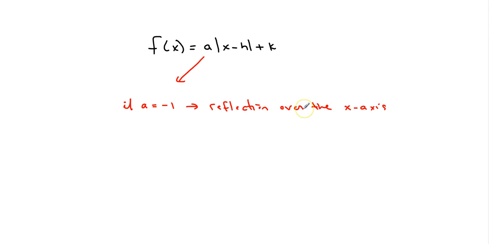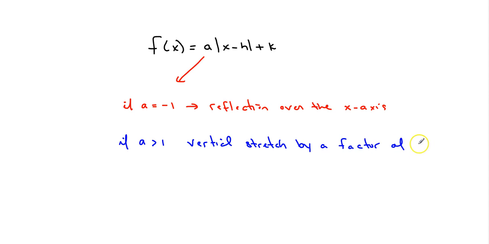And now let's put some numerical numbers there besides -1. Let's say, what if a is greater than 1? So if a is greater than 1, let's say we have a 2 there, or a 5, or whatever, then this is a vertical stretch by a factor of a. So hypothetically, if I had f of x equals 3 times the absolute value of x, this would be a vertical stretch by a factor of 3.